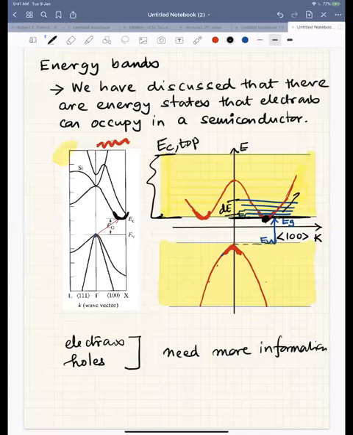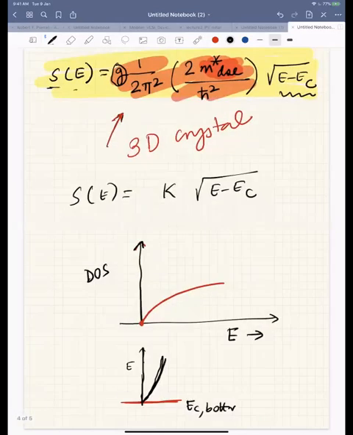Okay, sir. According to the statement that you gave, S of E is equal to K under root of E minus EC. If energy is zero here, like in this diagram as you drew, the energy is not zero, so basically you cannot have E equal to zero, right? The minimum is E equal to EC, right? Because we cannot go below EC, so EC is our reference, right?